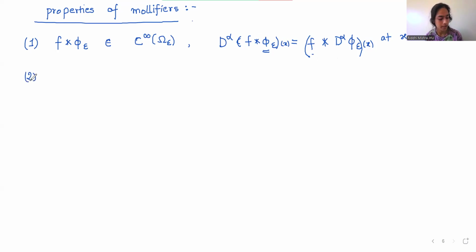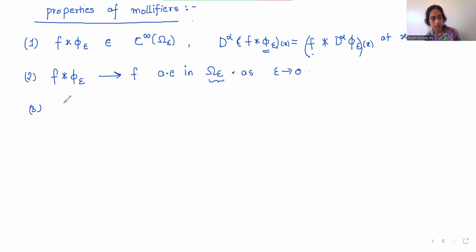And the second one is that this convolution converges to the function f almost everywhere in omega epsilon. So this convergence is pointwise in your domain omega epsilon as epsilon goes to 0.